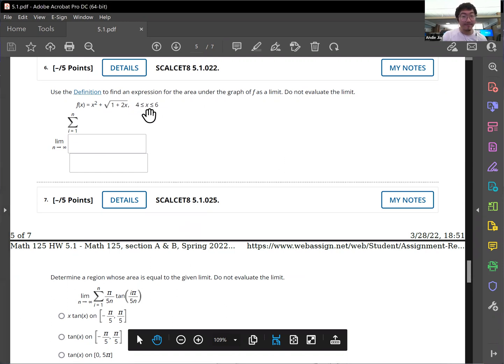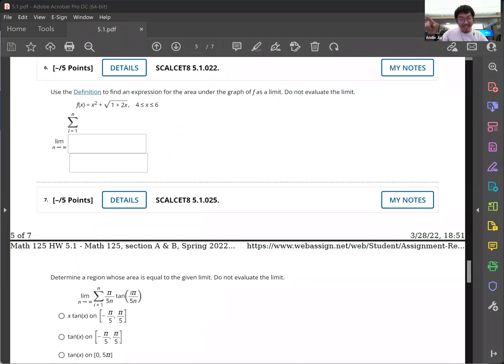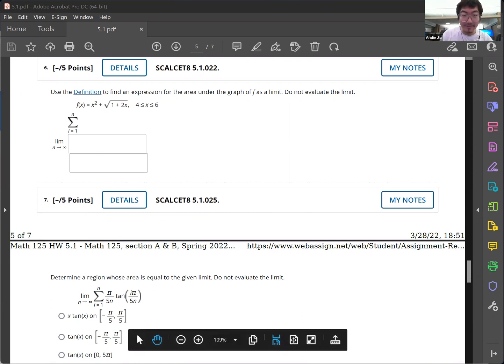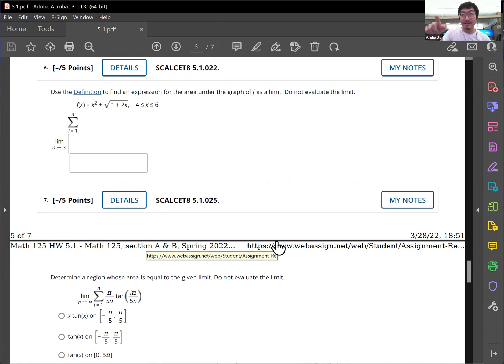Now we're back to the function, with a equal to 4 and b equal to 6. So the width is 2 over n. No matter how many intervals you put, the width is 2 over n. And the function is going to be evaluated at xi. So xi is going to be 4 plus i times delta x, so 4 plus 2i over n. That is actually the ith subinterval piece here.